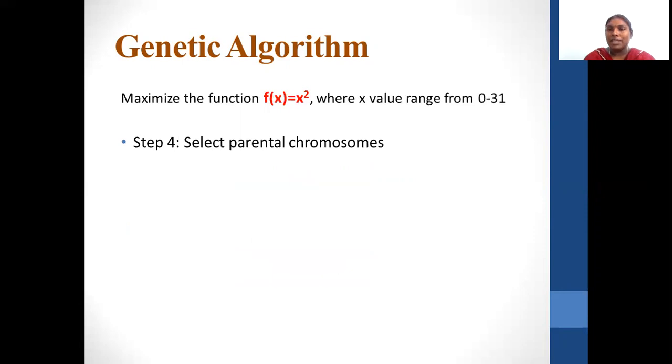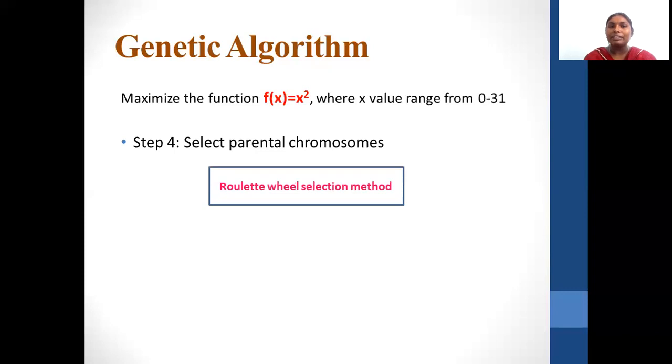The fourth step is very important: selecting the parental chromosomes. As I told you, out of the 4 values that you have chosen, we have to choose the best element. Not all 4 can be taken into consideration for the next generation. Only the best chromosome, whichever has the best value, can be chosen for the next generation. Here I have chosen a method called the Roulette-Wheel selection method.